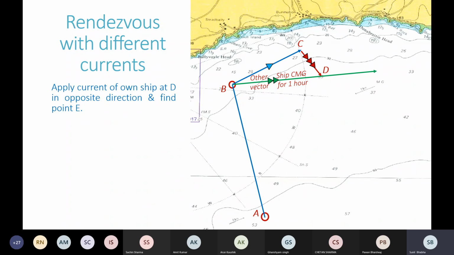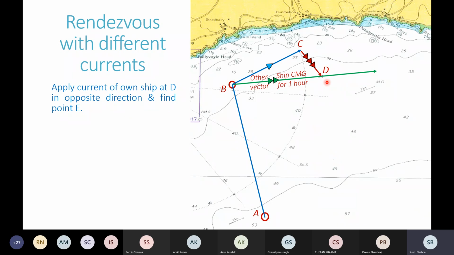Now the next thing which we have to do is we have to apply the current vector acting at our ship location. You see the currents are different in both the locations now. Target ship is facing a different current and our ship is experiencing a different current.